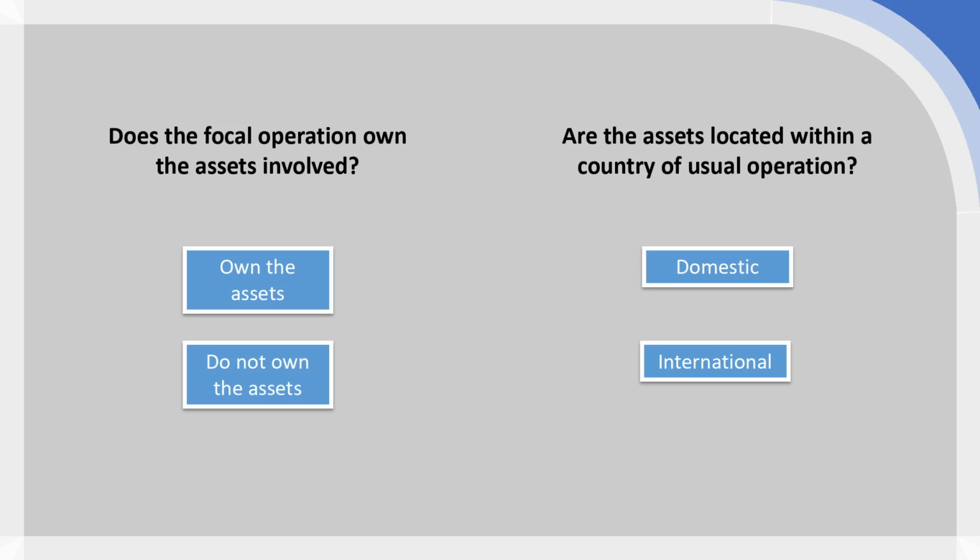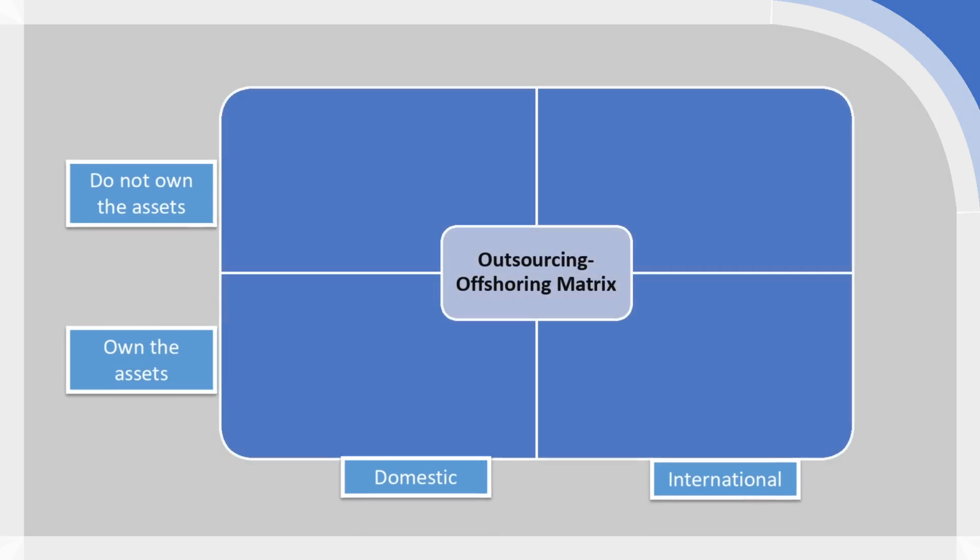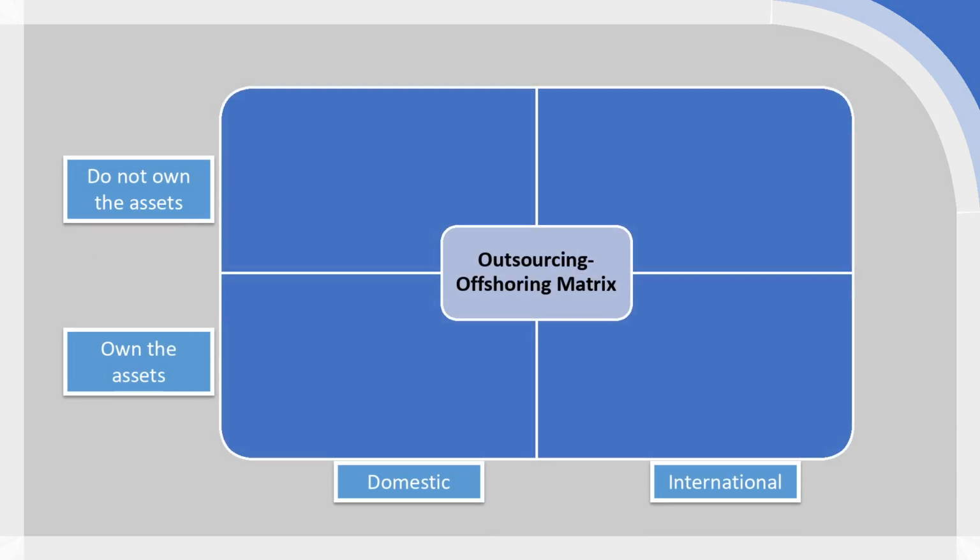So you can either own the assets or you don't own the assets involved in the operation or the activity we're discussing. And secondly, are the assets located in a country of usual operation? Are they in a country that you have other ongoing operations in? We can refer to that as either domestic or international operations. So we can take these four possible answers and place them in a matrix form to get an outsourcing offshoring matrix, where we can take any combination of answers and we have an understanding of exactly what kind of outsourcing and offshoring arrangements are in place.